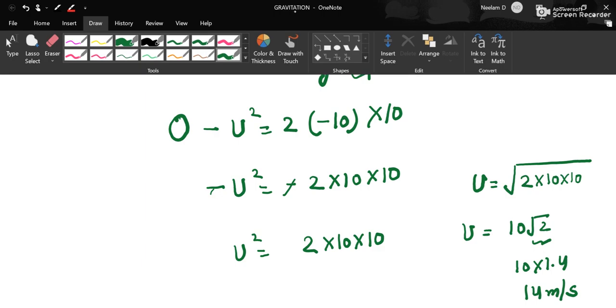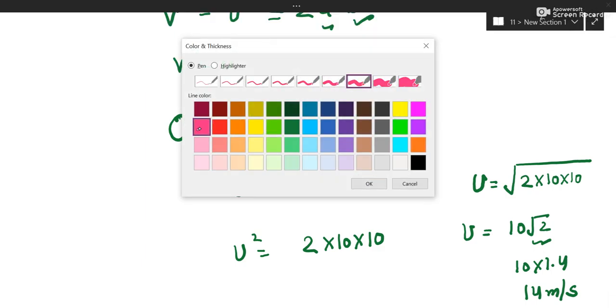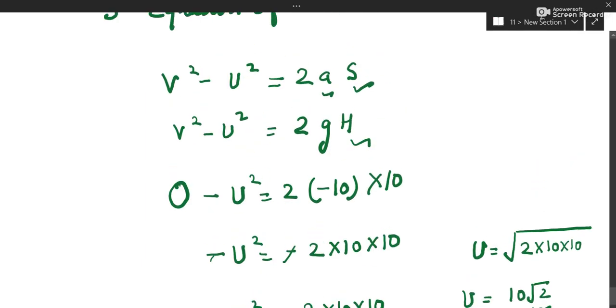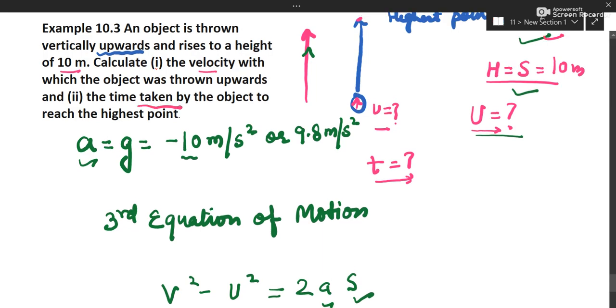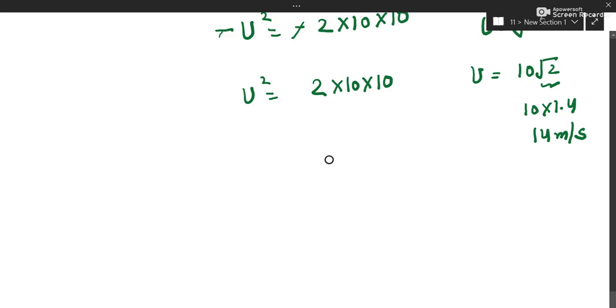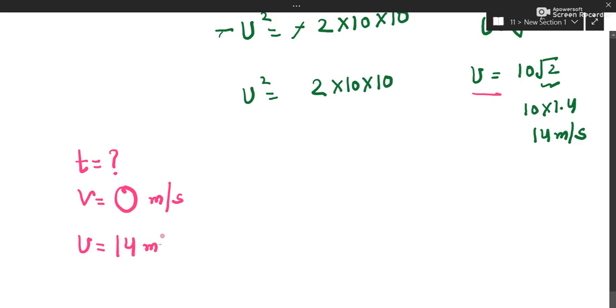Now there is one more part in which they have asked what is the time? In which time will it fall down? It will go up. Yes, the time taken by the object to reach the highest point. Again, the same quantities, we need time. Final velocity is 0, you remember? Initial velocity you have found as 14. And acceleration due to gravity, that is A, that is G, is equal to minus 10.